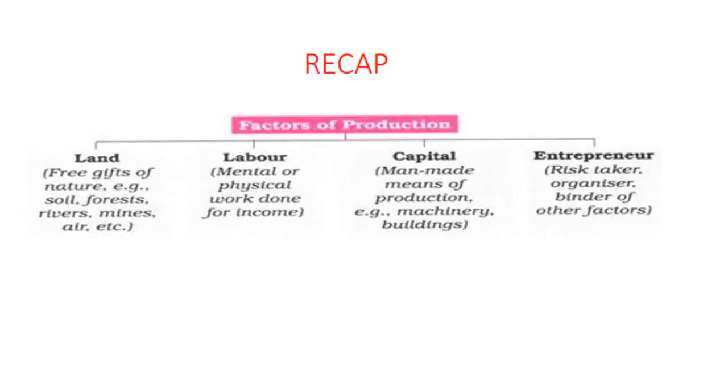So this is the recap of what we have studied in this module. We have taken Palampur as a hypothetical village which reflects the characteristics of an Indian village. In order to understand a production process, we have studied in detail the 4 factors of production: land, labor, capital, and entrepreneur.